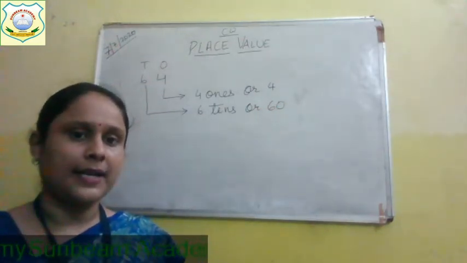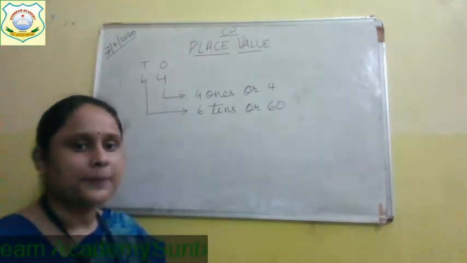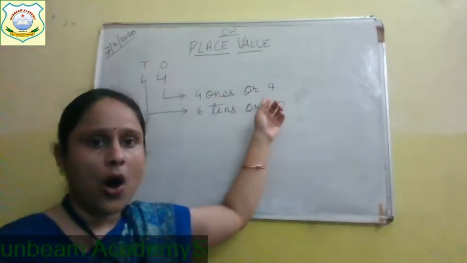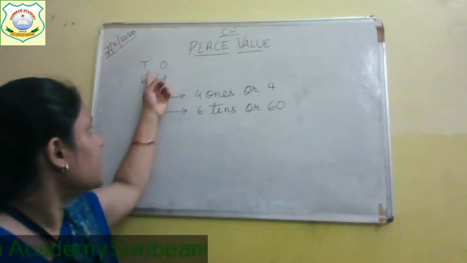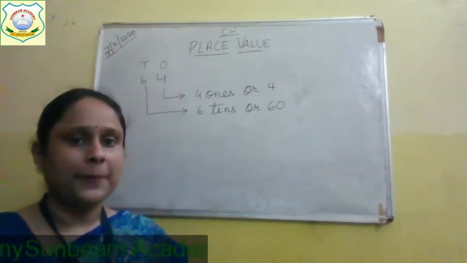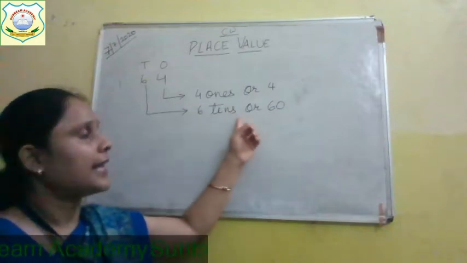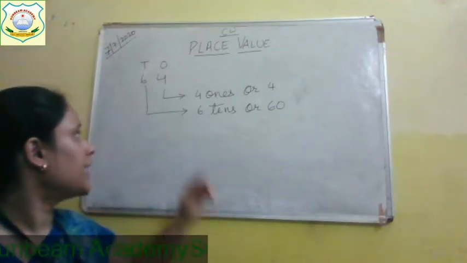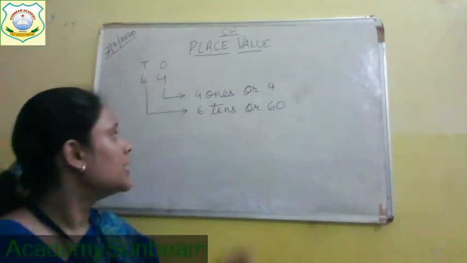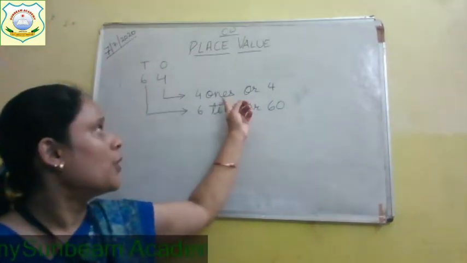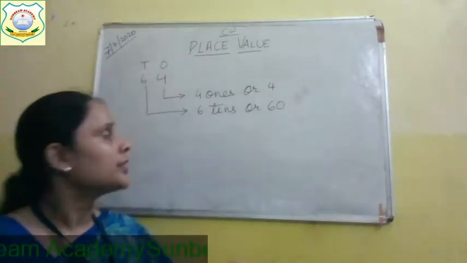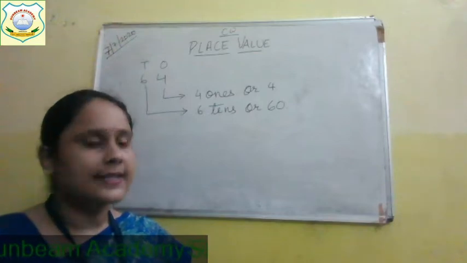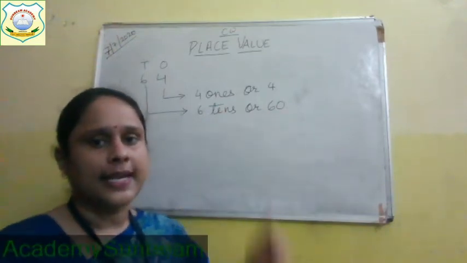I will repeat again. 4 is in ones place. So what is the place value of this 4? 4 ones or 4. 6 is at tens place. So what is the place value of 6? 6 tens or 60. Understood? Now see again. 4 is at ones place, so place value of 4 is 4 ones or 4. 6 is at tens place, so place value of 6 is 6 tens or 60.